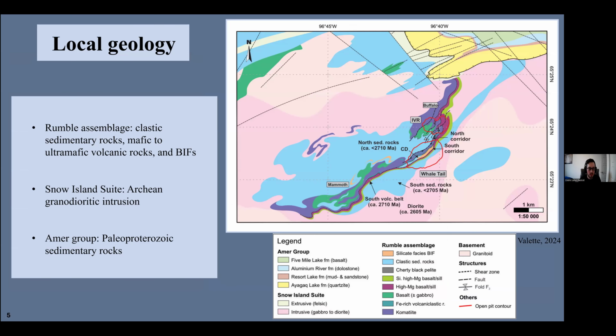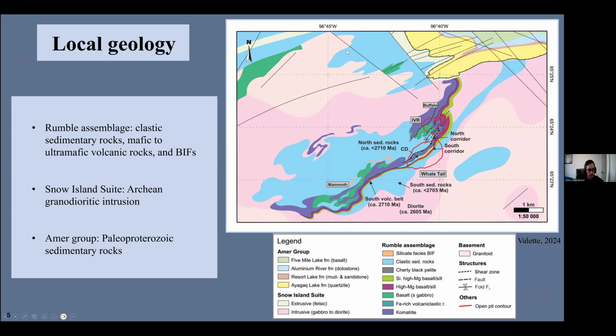Now for local geology. Here we have a map of the property. In the red outline here, I think you can see my mouse, it is the outline of the Welltail pit, and just north of it we have the outline of the IVR pit. And both of these are located inside the Woodburn Lake assemblage, which is a mix of clastic sedimentary rocks that we can see in blue, mafic to ultramafic volcanic rocks in purple and green, and finally also BIFs, which we can see in orange here and here.